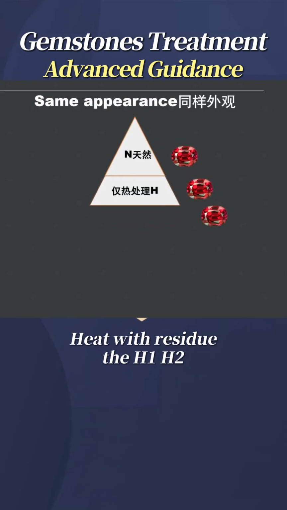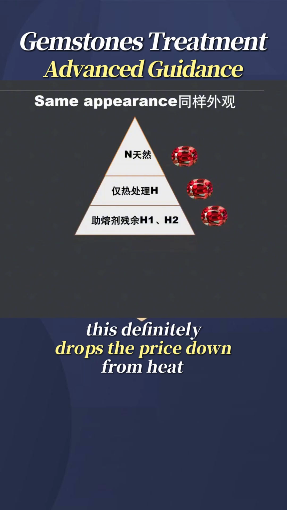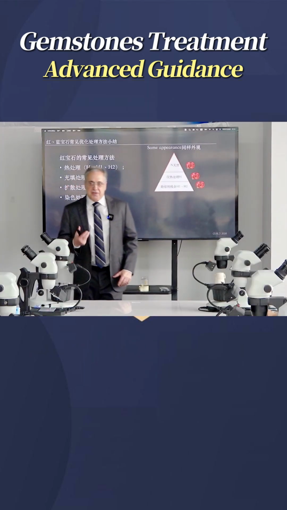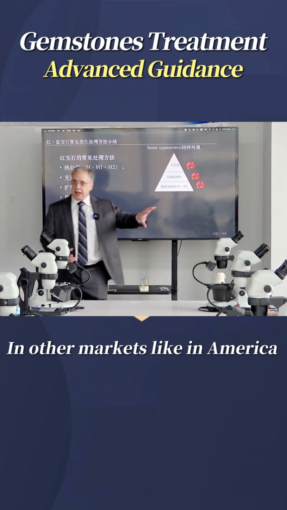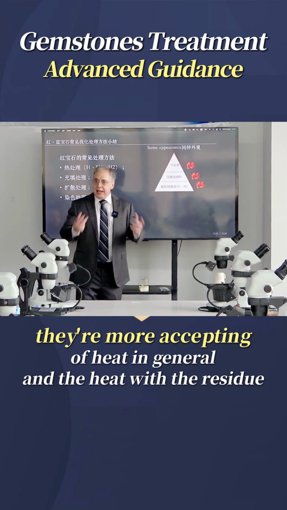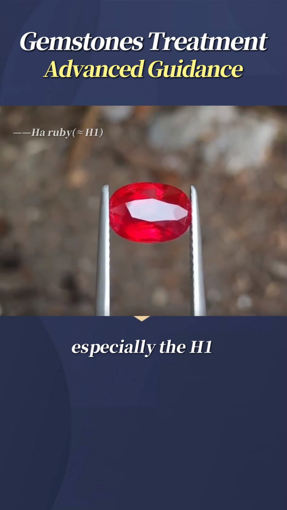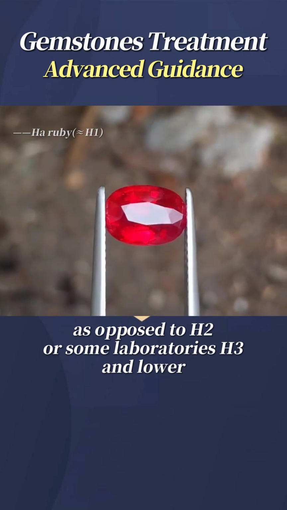Heat with residue to H1, H2. This definitely drops the price down from heat. And in some markets like China, it's very difficult to move the heat with residue. In other markets like in America, they're more accepting of heat in general and the heat with the residue, especially the H1, as opposed to H2 or some laboratories H3 and lower.